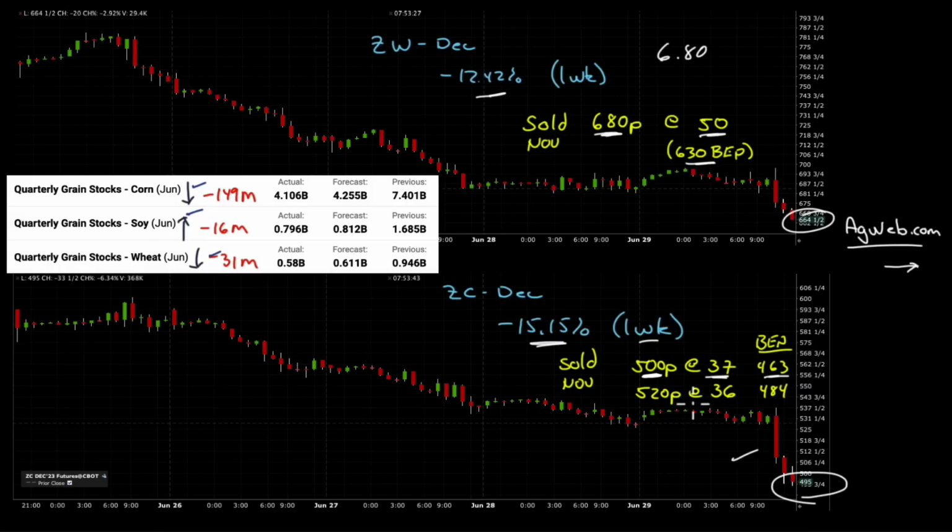I sold the 520s for 36, break even 484. I said I would try to engineer a break even around 5. If we look at the USDA reports, they're forecasting an average price per bushel in the US for the 23-24 season of 480, based on their forecast of the ending stocks, production, and use. So my break even is a little bit below the 480.